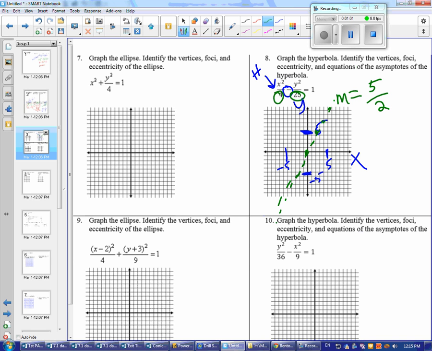Ooh, that is supposed to be a straight line. And then I'm also going to go in the negative direction. So up 5, left 2. Dotted line. So those are the asymptotes.